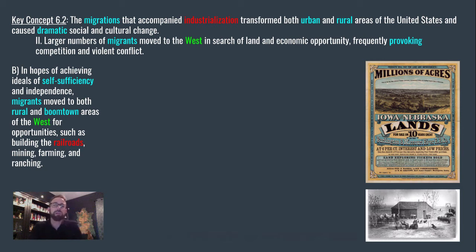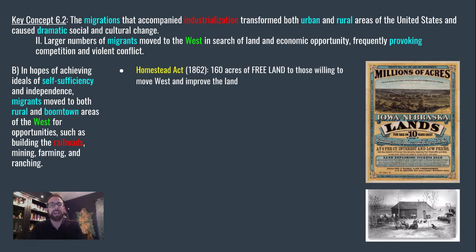A lot of people were looking for greater independence and owning land in the first place. Remember, land within Western civilization means power, it means status. So if you're a landless person, you feel that you have less autonomy and less power in society. So many people started moving west to do that. One of the main ways that people got land was something called the Homestead Act from 1862.